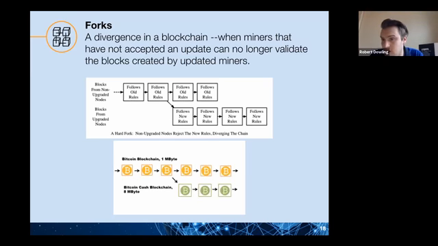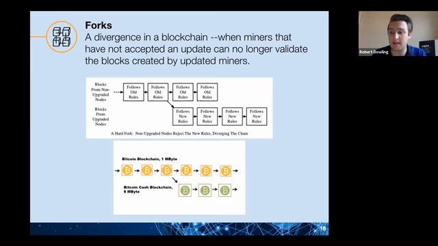So that's how we get around the problem of having all these computers that may be building in different directions. The shorter chains eventually get removed because all the miners are programmed to just build on what is considered to be the longest chain that they can find at all times.